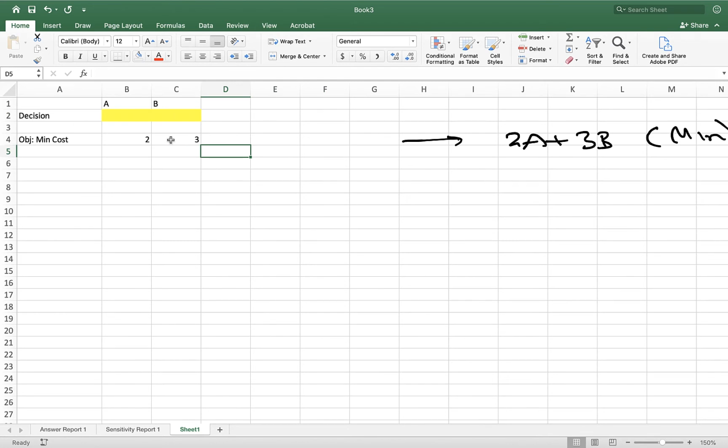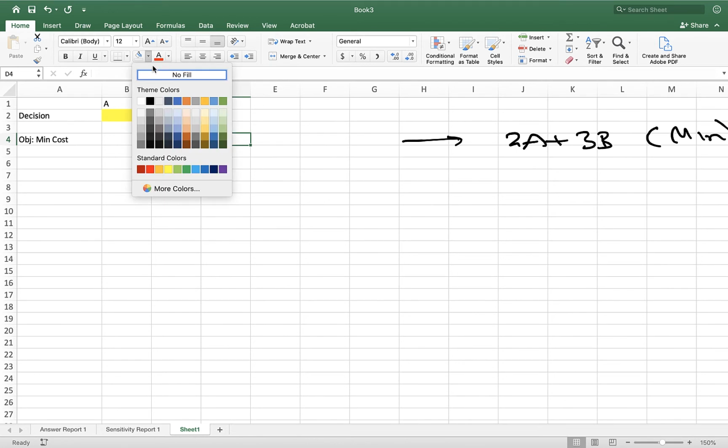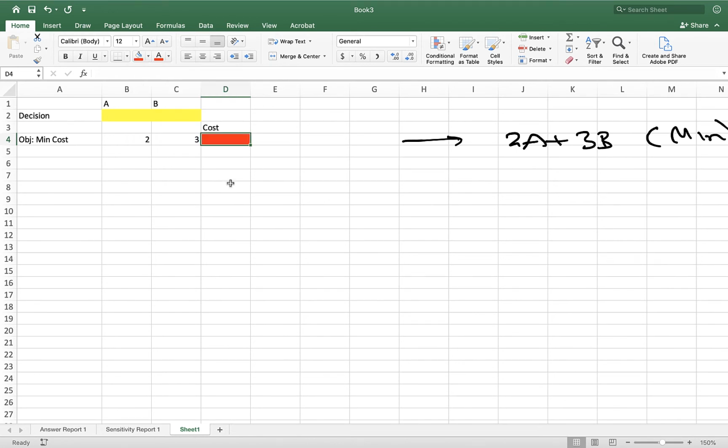The reason I inserted some spaces is that the objective is to minimize cost, and the formula is 2A plus 3B, so it's going to be 2 times whatever I have in A and 3 times whatever I have in B. And I'm going to actually put the cost in here, and I can put the cost in red if you like. The actual formula for the cost is going to equal this times this plus this times this. And again, I'm just going to use SUMPRODUCT.